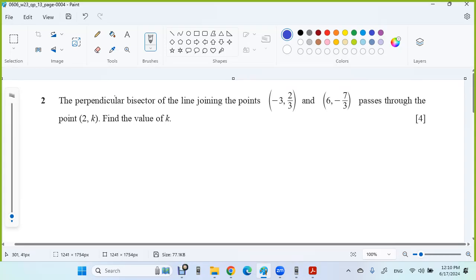Question number 2: the perpendicular bisector of the line joining the two given points passes through the point (2, k). Find the value of k. So what we need to do is find the perpendicular bisector first.